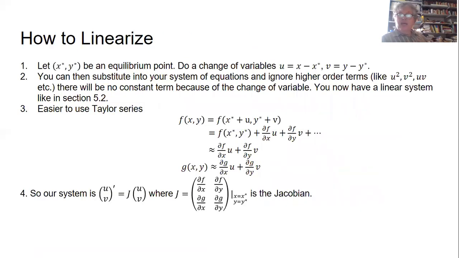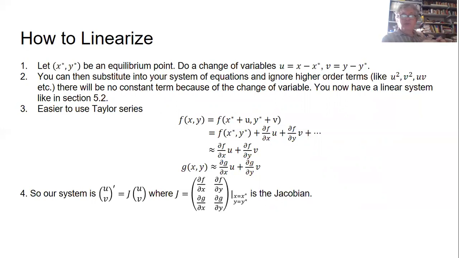Okay. Next question, how do we linearize? So let's say we've got an equilibrium point. The first thing we do is make a change of variables. We let u equal x minus x star, v equal y minus y star. What that does is it moves the equilibrium point from x star, y star to 0, 0.